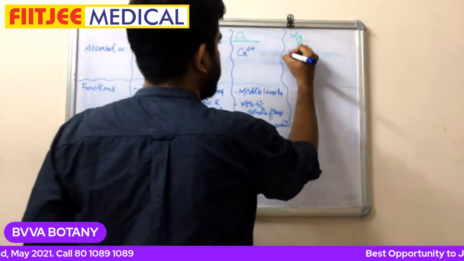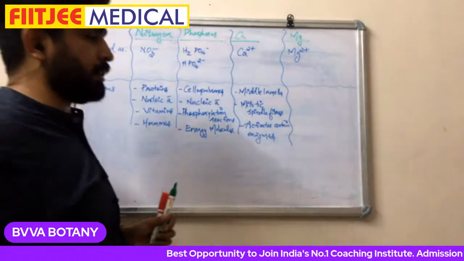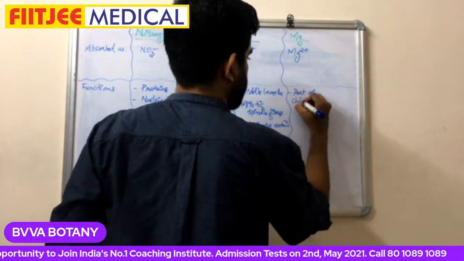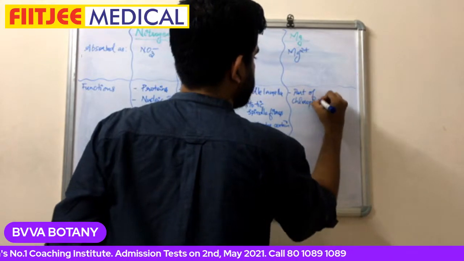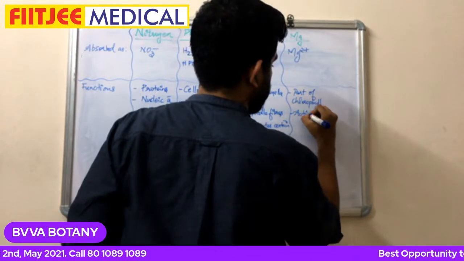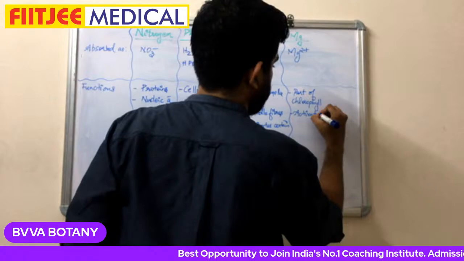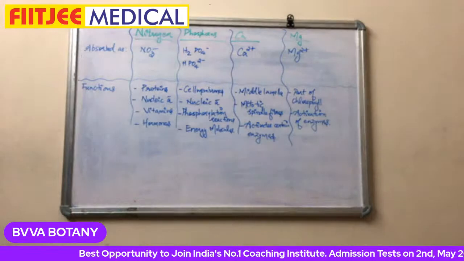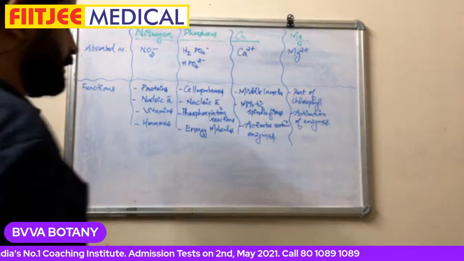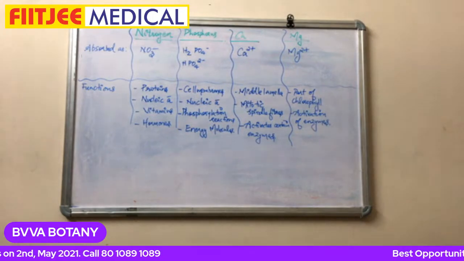Magnesium, again, is taken in the form of magnesium ion, Mg2+. Already we said it is a part of the chlorophyll. At the same time, we also said that it is involved in the activation of certain enzymes. And for synthesis of DNA we will have a requirement.